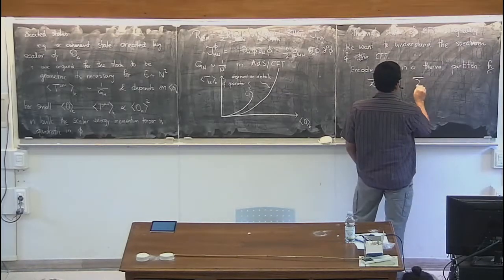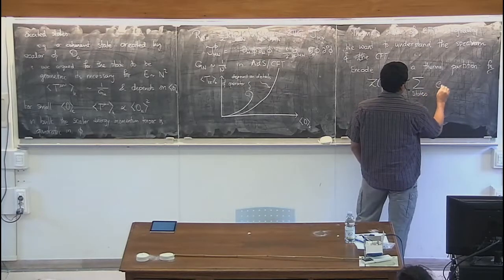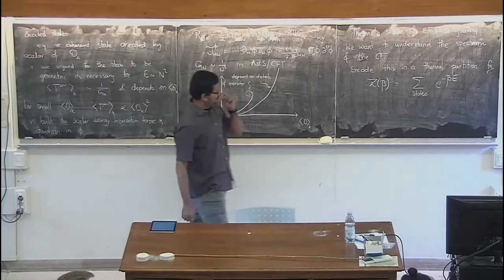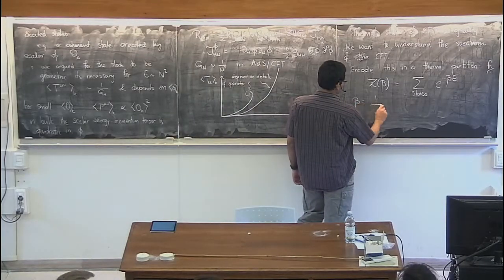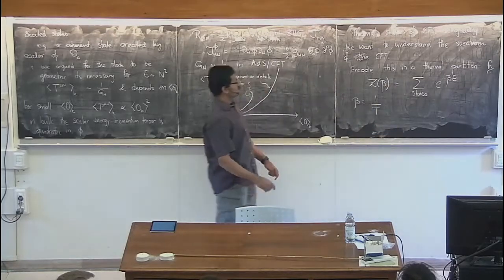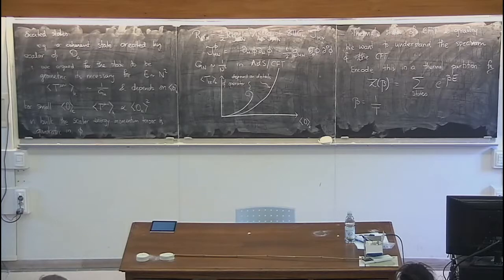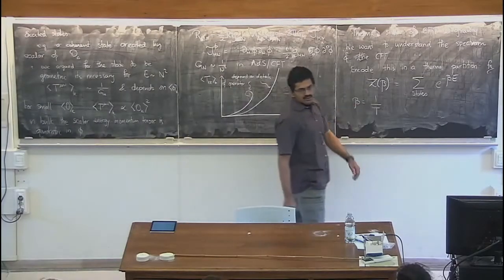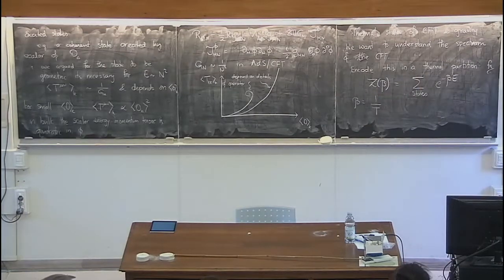Which is basically the sum over states weighted by their energy, where beta is the inverse temperature. So if we know this object, we can Laplace transform it and get from it the density of states as a function of energy. We can extract how many states there are at a given energy in the system.